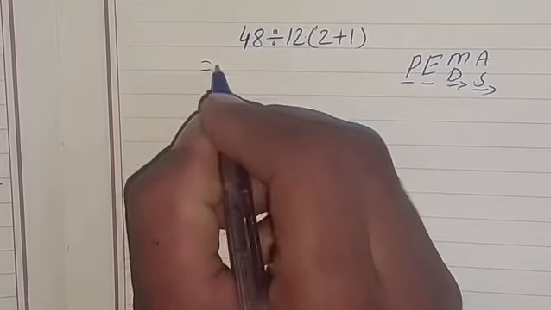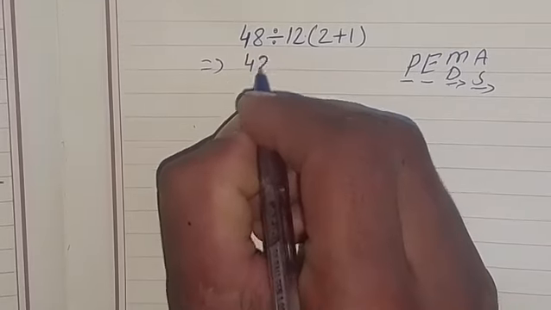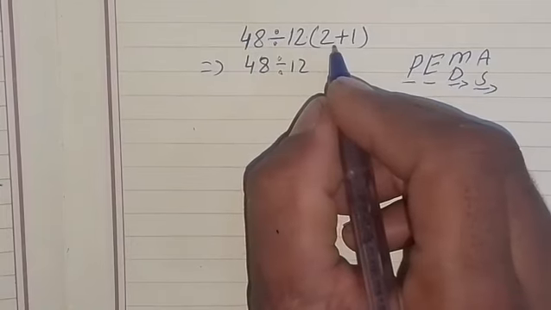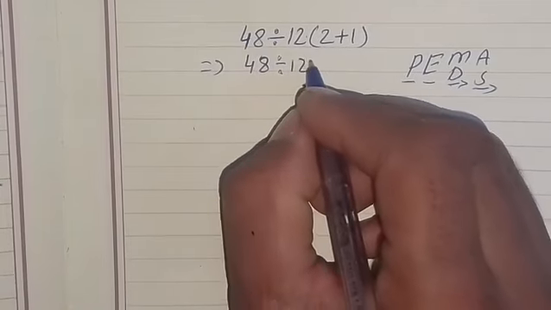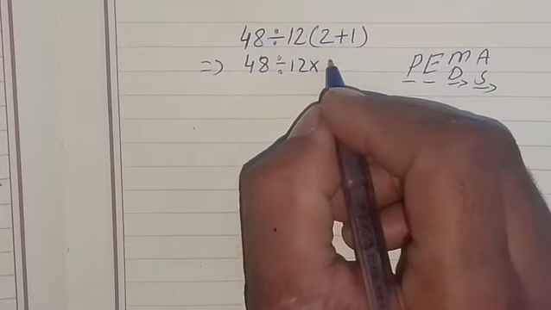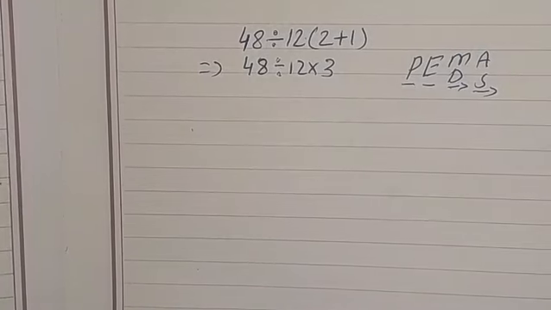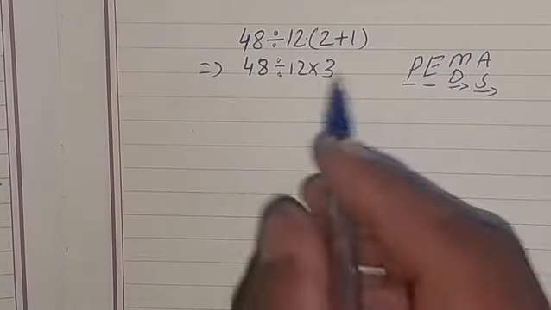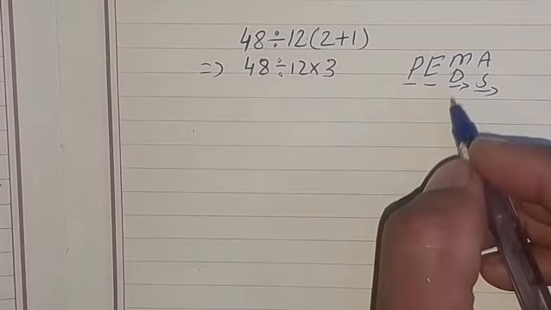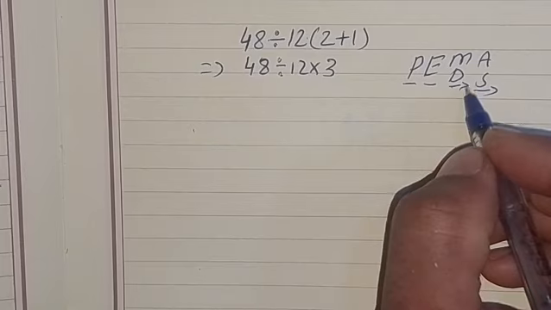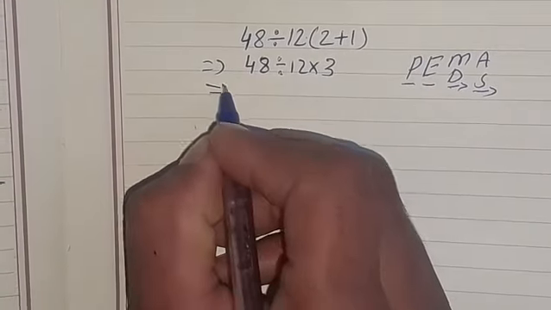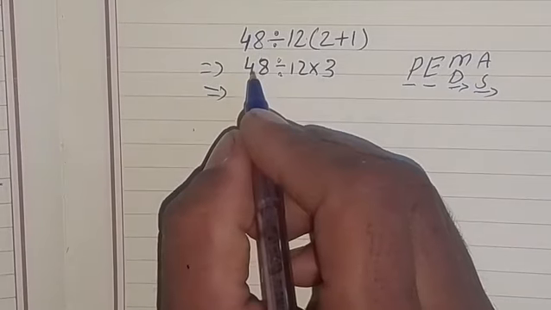Now the equation becomes 48 divided by 12, and inside of the parentheses, 2 plus 1, and here multiplication. Inside of the parentheses there goes 3. Now we have one division and one multiplication. According to the rule, multiplication or division we solve from left to right. Now on the left side we have division, so first we solve division, then multiplication.